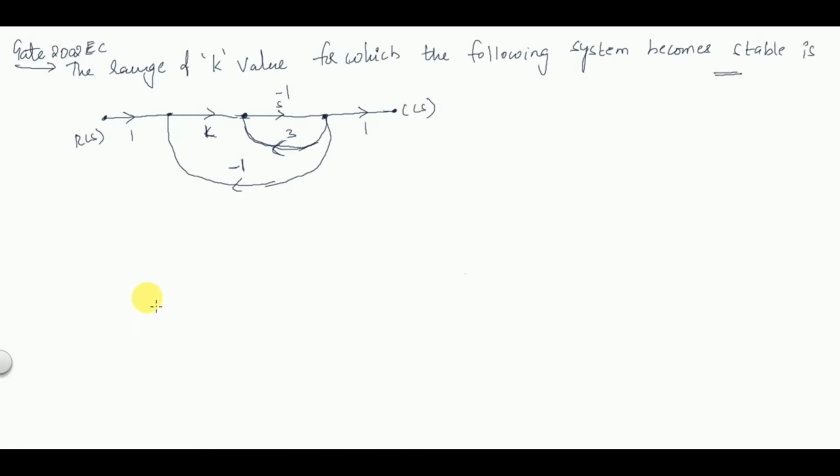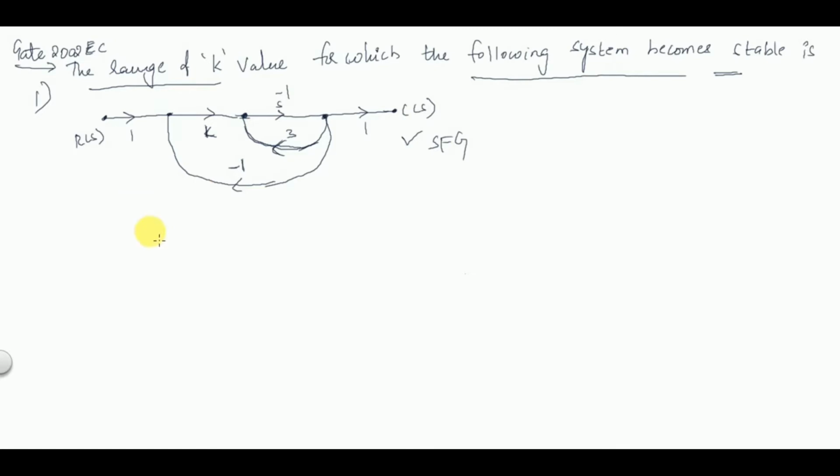So in this video we'll solve some of the previous GATE problems based on RH criterion. In the first problem, he has asked to find the range of k value for which the system becomes stable, and he has given one SFG here. The signal flow graph is given for you.